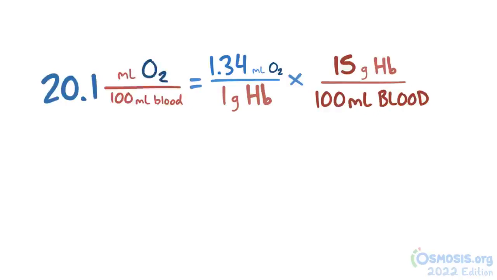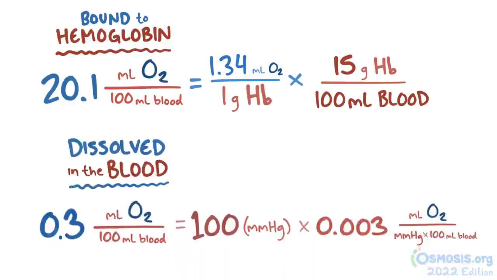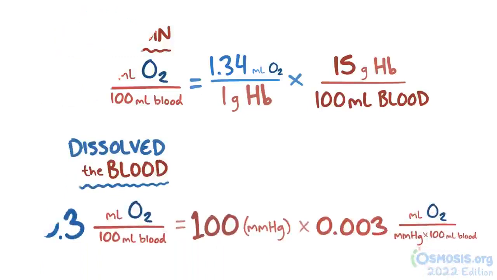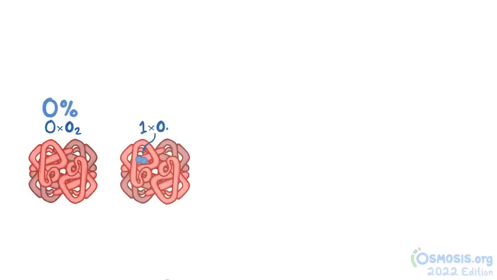So the amount of oxygen in the blood bound to hemoglobin is actually quite a bit higher than the amount of oxygen dissolved in the blood, which was 0.3 milliliters of oxygen per 100 milliliters. But hemoglobin isn't always 100% saturated or bound by oxygen. In other words, a hemoglobin protein might have none bound and be 0% saturated. It might only have 1 oxygen bound and 3 open spots for more that haven't bound yet, meaning that particular molecule would be 25% saturated.